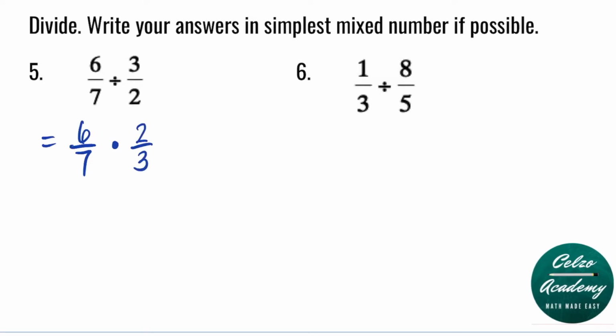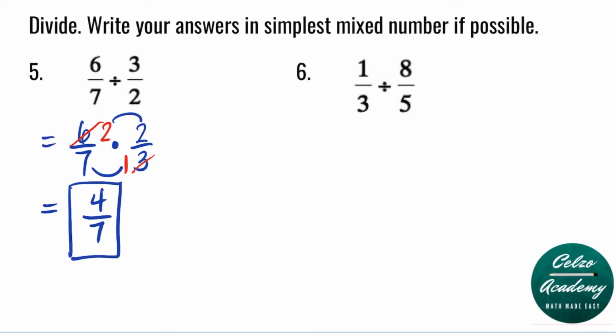Can you simplify numbers? Yes, we can simplify 6 divided by 3 as 2 over 1. Now we multiply the numerators. 2 times 2, we have 4. We multiply denominators 7 and 1, we have 7. So the answer is 4 over 7 for question number 5.